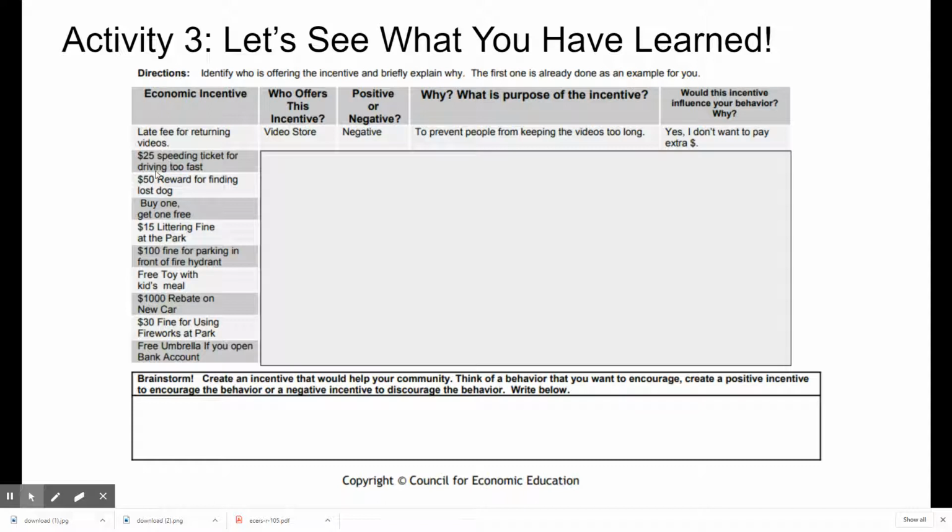$25 speeding ticket for driving too fast. Okay, think about who would offer this incentive. Who is going to give you a speeding ticket? Is it positive or negative? What is the purpose of a speeding ticket? And would this influence your behavior? Would you want a speeding ticket? Okay, think about your answers.